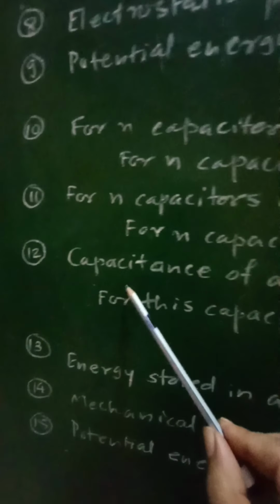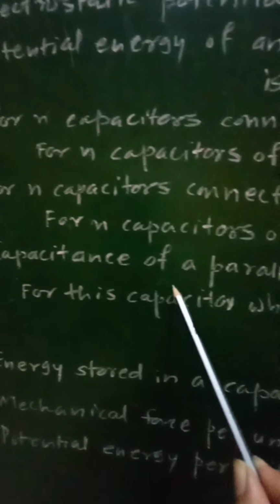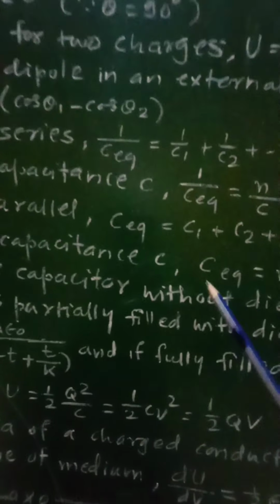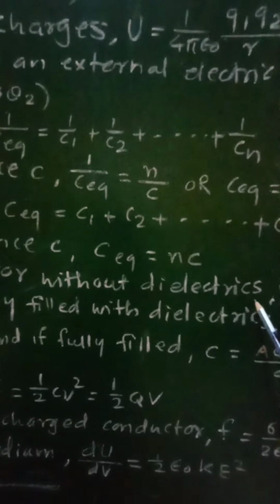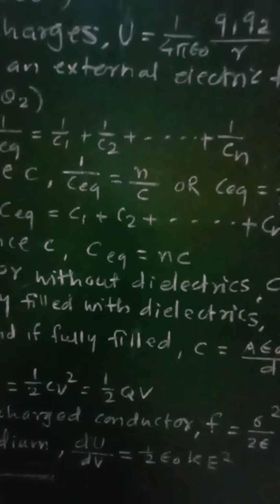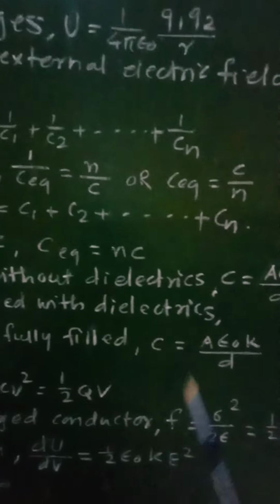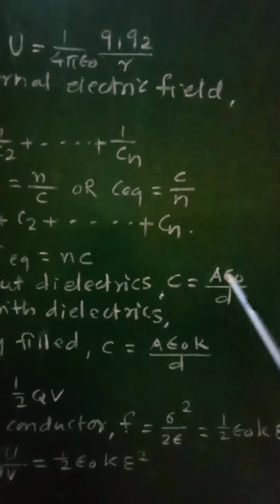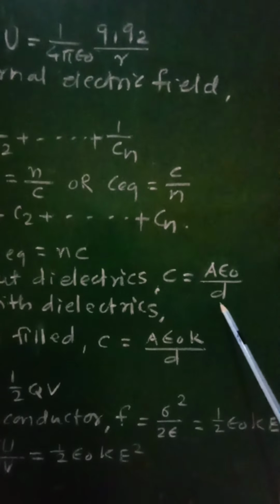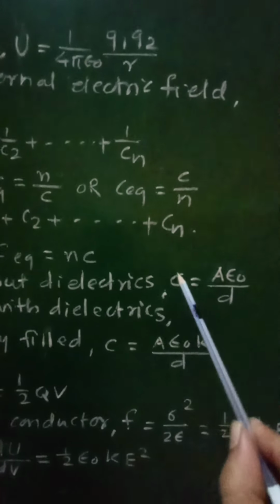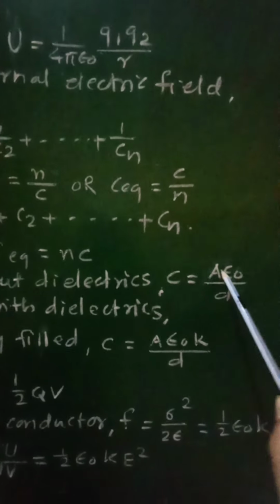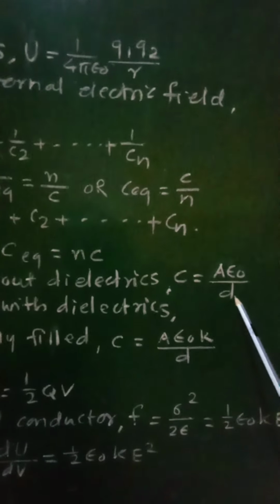Then the 12th formula gives the capacitance of a parallel plate capacitor. If no dielectric material is filled between its plates, then its capacity C is equal to A epsilon 0 upon d. Without any dielectrics, the capacity of the parallel plate capacitor C will be equal to A epsilon 0 upon d.